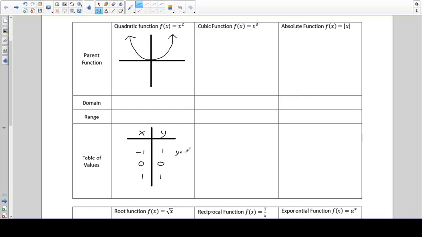Because over here, if we have -1 to the power of 2, that's going to be a +1. If we have 0 to the power of 2, that's going to be 0, and 1 to the power of 2 is going to be 1. So there you have it.